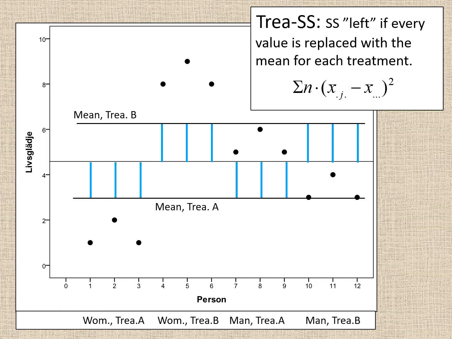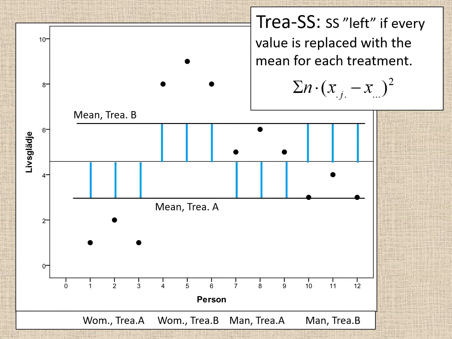If it looks like this, which is more important, sex or treatment, for life satisfaction? Treatment, because there is a larger difference between the means for treatment groups than for the means between men and women.